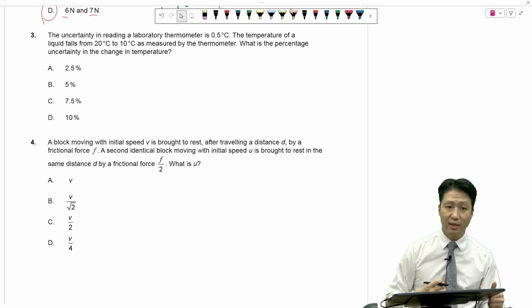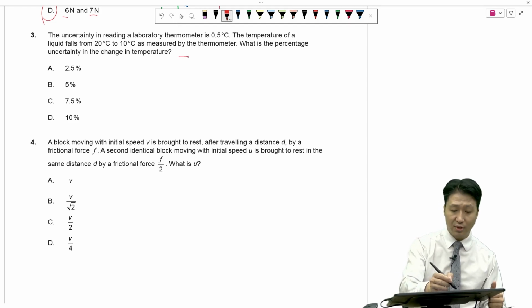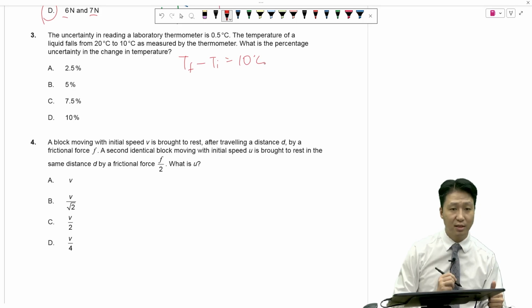In question 3, it says the uncertainty in reading a laboratory thermometer is 0.5 degrees Celsius. The temperature of a liquid falls from 20 degrees Celsius to 10 degrees Celsius as measured by a thermometer. What is the percentage uncertainty in the change in the temperature? In order to get the change in the temperature, we have to get the final temperature minus the initial temperature. And of course, 20 minus 10 is just 10 degrees Celsius.